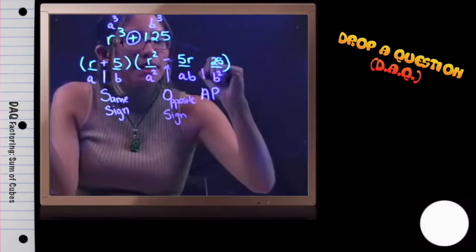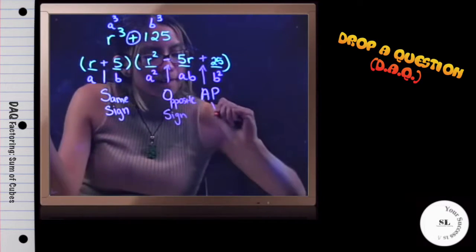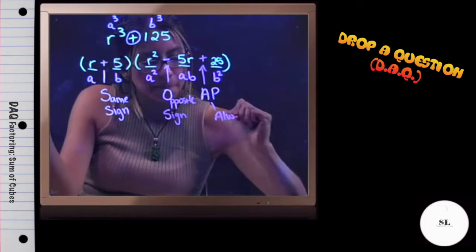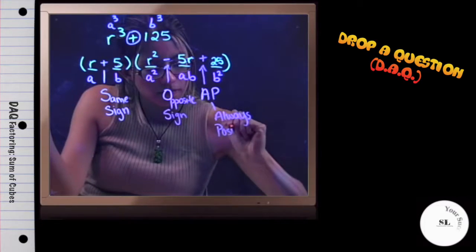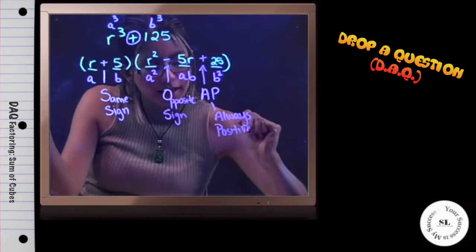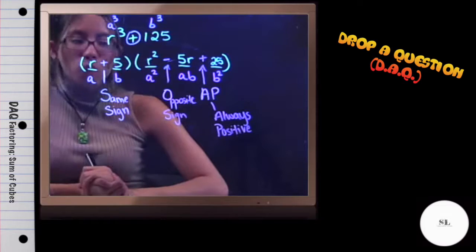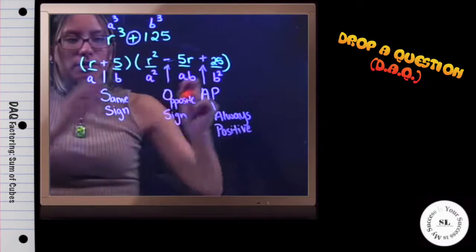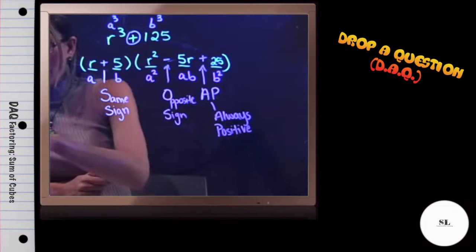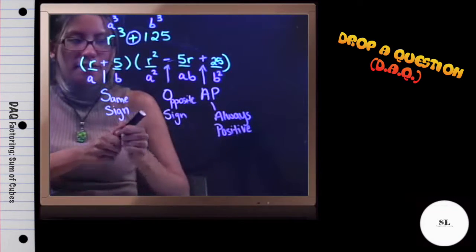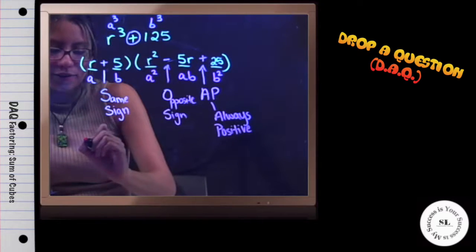And AP stands for always positive. So that sign will always be positive, regardless if it's a sum or a difference of cubes. And if you remember this, then you don't have to memorize the following formula, which, if you've seen it before, is how you actually get this group also. If you like formulas, you might enjoy this.